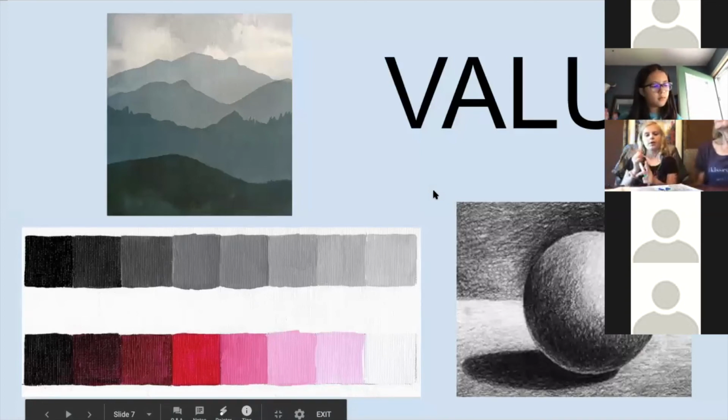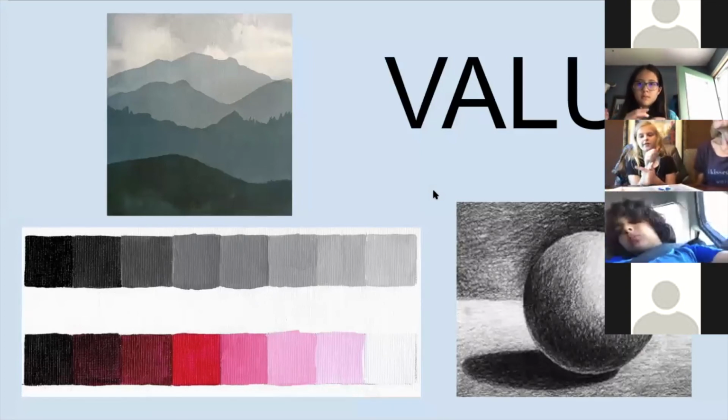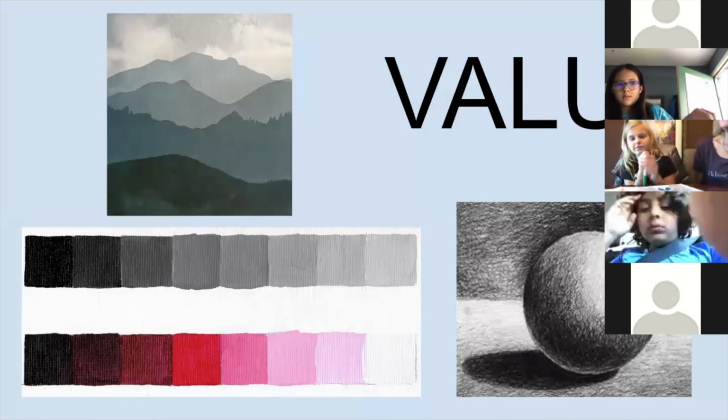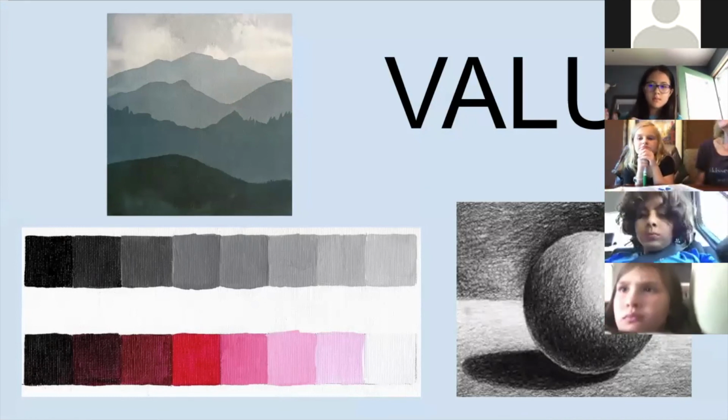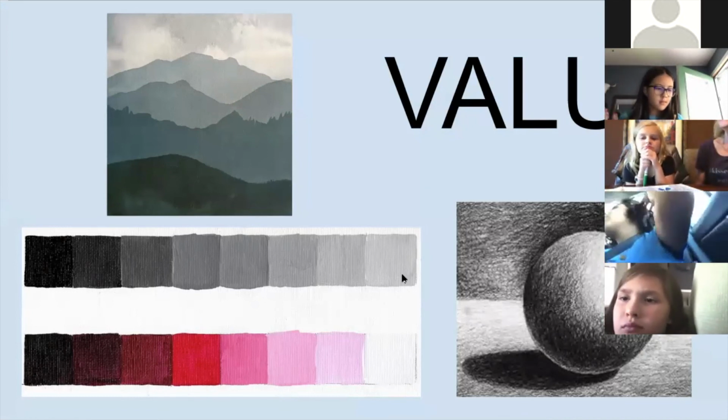Okay, the next one is value. Value is going to be how light something is or how dark something is. So you can see there's a gray scale on the bottom here. It goes from black all the way to this gray color.